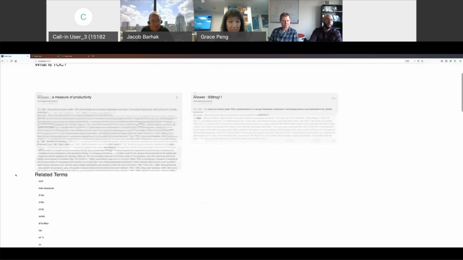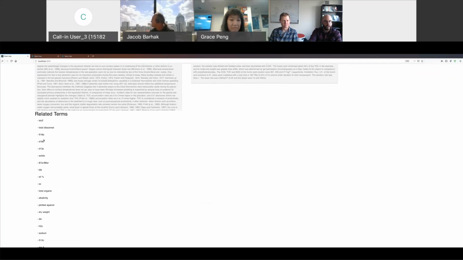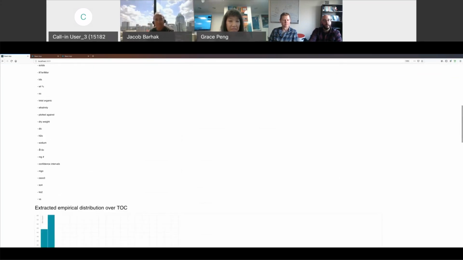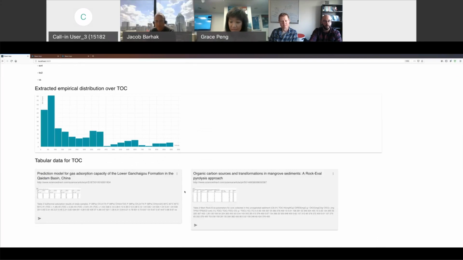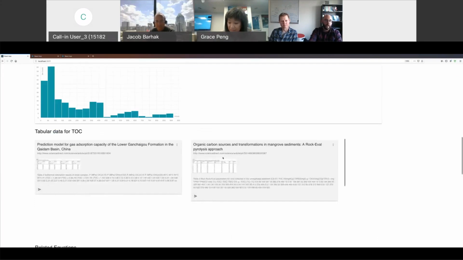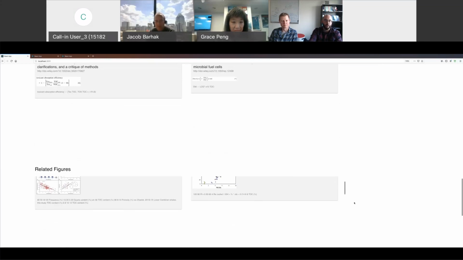On top of this, Cosmos gives you several related terms. These are terms related to the term TOC, and these come directly from the literature by running models such as word2vec embeddings and obtaining similar contexts. Interestingly enough, we can also provide you with summaries of observational data associated with TOC, the total organic carbon values that are present in the literature. Here, for instance, you see an empirical distribution that is constructed by extracting observational data directly from tables present in the literature. So by compiling all these results from Cosmos, a scientist can actually get an overview of different scientific quantities. You can see related equations, you can see related figures, and so on.